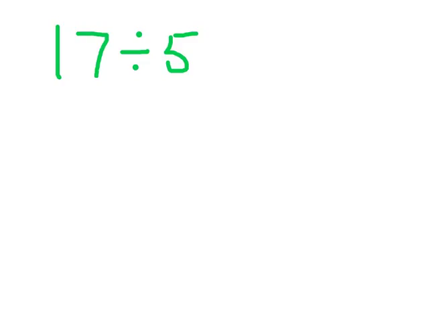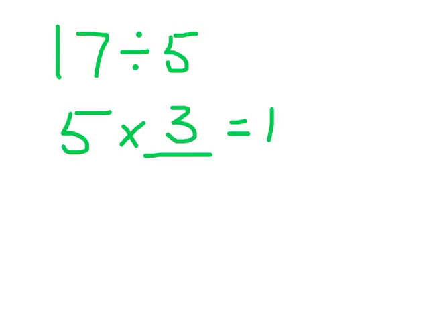Let's look at another division question, but this time we're not going to use an array to help us. So let's look at 17 divided by 5. Let's think about multiplication. 5 times something is going to give us an answer close to 17. We know 5 times 1 is 5, 5 times 2 is 10, 5 times 3 is 15, and 5 times 4 is 20. So 5 times 3 will get us the answer that's closest to 17.